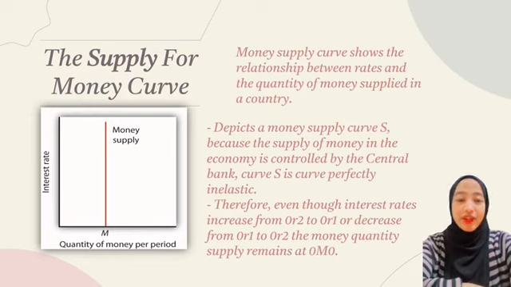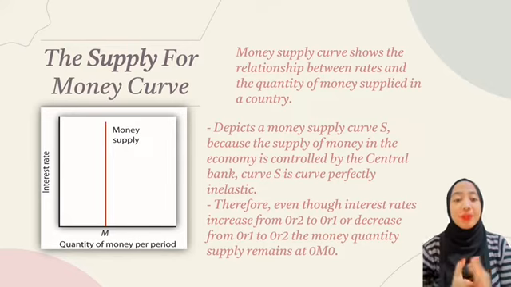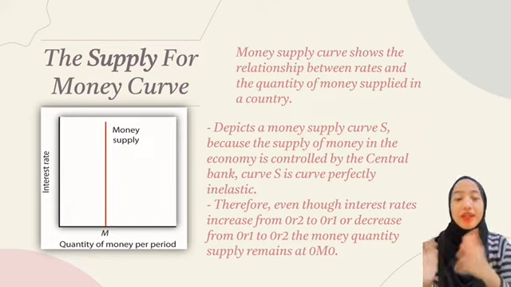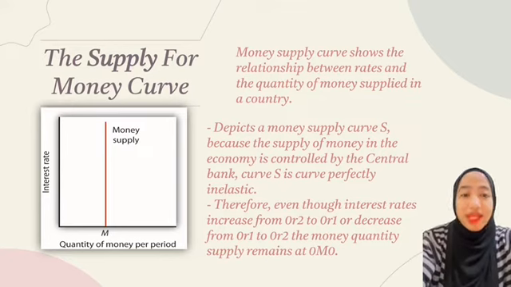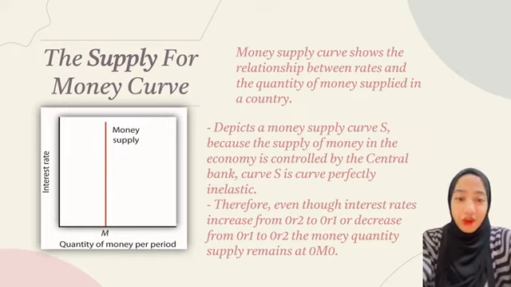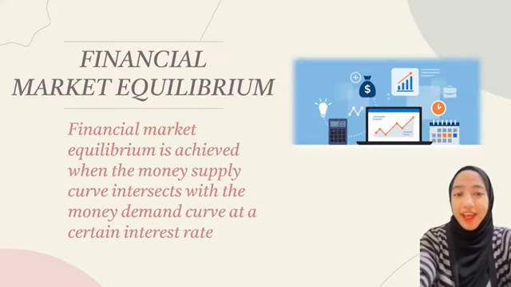Now, I want to share the supply of money curve. Money supply curve shows the relationship between rates and the quantity of money supply in a country. It depicts a money supply curve as perfectly inelastic because the supply of money in the economy is controlled by central bank. Therefore, even though interest rate increases from 0R2 to 0R1 or decreases from 0R1 to 0R2, the money quantity supply remains at 0M0.